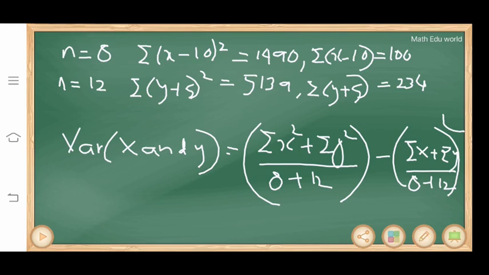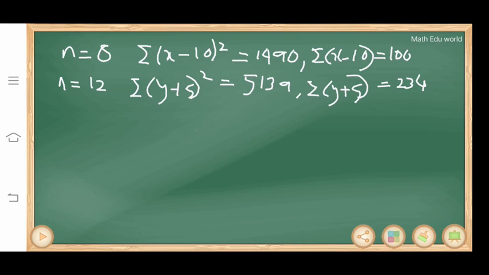So let's look at this question, how to do this one. Let us take the first part. Here the data given are n is 8, sigma of (x minus 10) the whole squared is 1490, and sigma of (x minus 10) is 100. Okay, so let's begin with the mean.